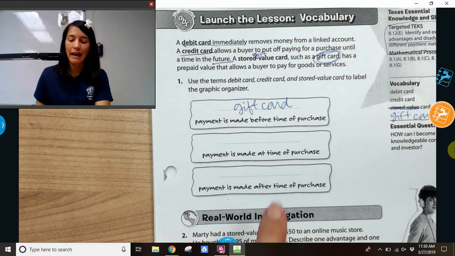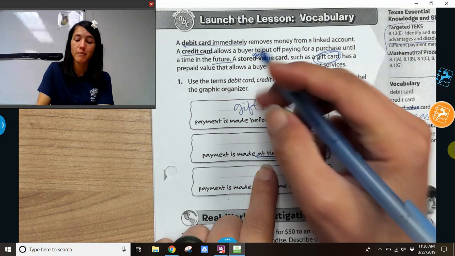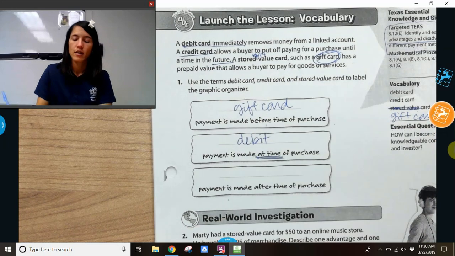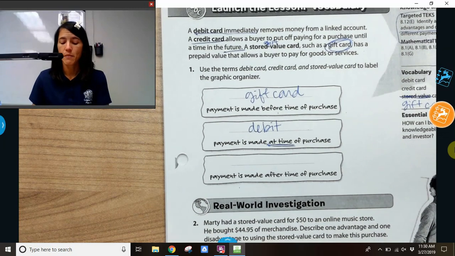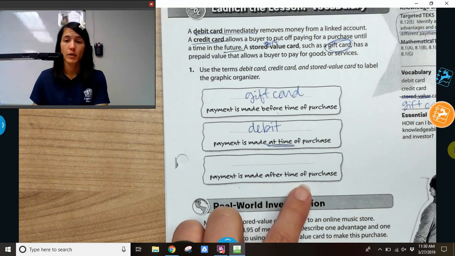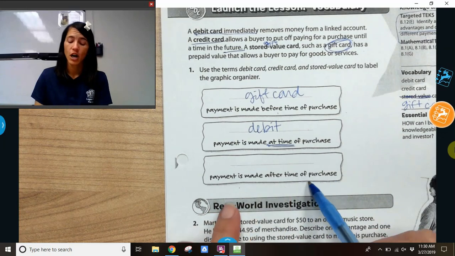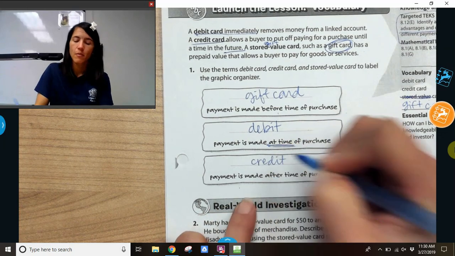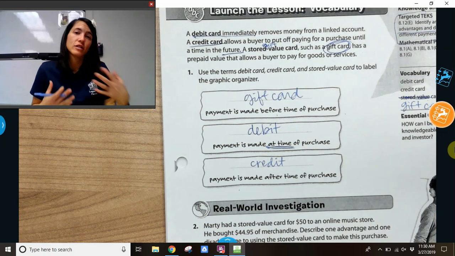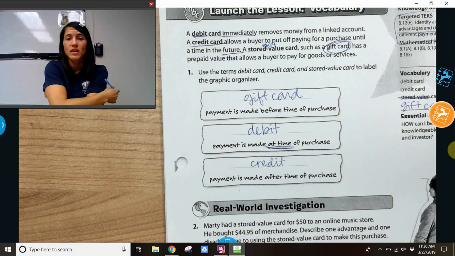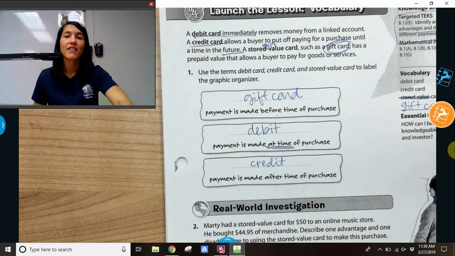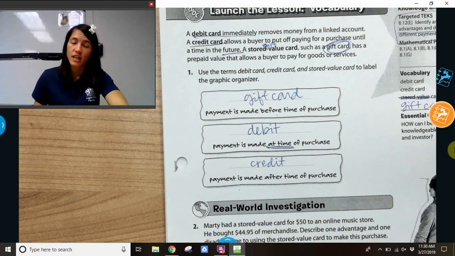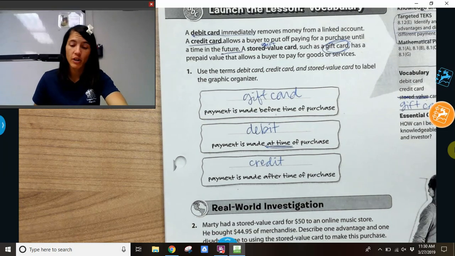Number 2, payment is made at the time of purchase. So at the time of purchase, immediately, would be your debit card. As soon as you swipe that debit card, that money comes out of your account right then and there. And then payment is made after the time of purchase. So you've purchased something on a credit card, but the payment actually hasn't come out of your account yet. So that's what that means, in the future. The payment comes after you purchase it. And there are advantages and disadvantages to all of these, and that's what we're going to talk about today.